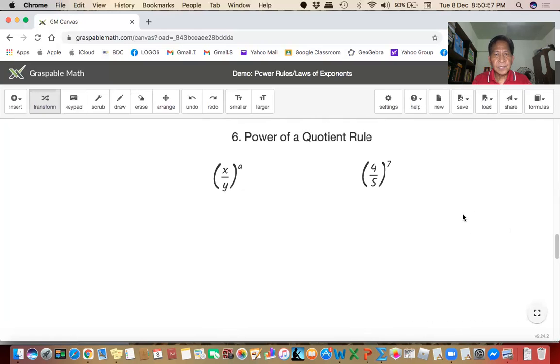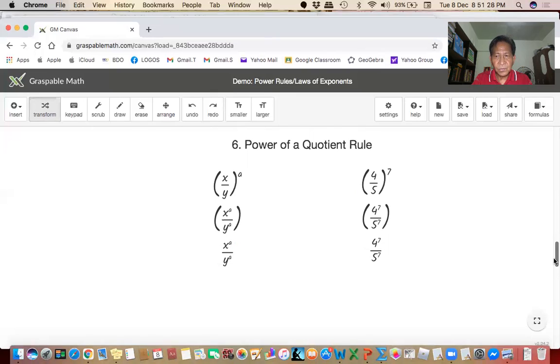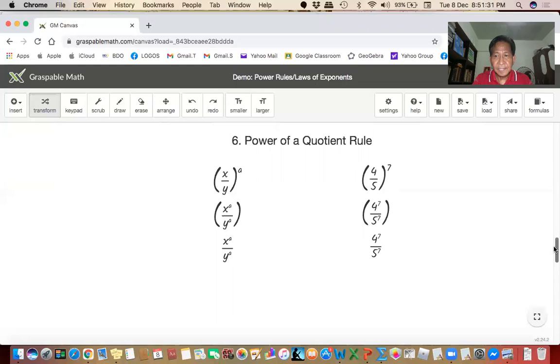All right, this is the sixth rule, the power of a quotient rule. Earlier, we had the power of a product rule. This one's very similar. You can still simplify this, but I won't do it anymore. I'll leave it as is. I just want you to be able to draw a conclusion about the powers.